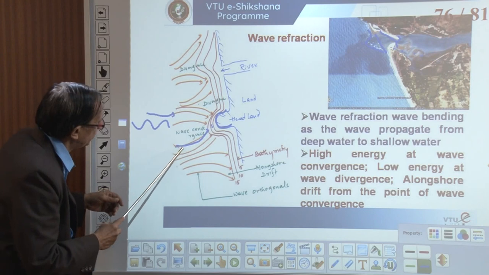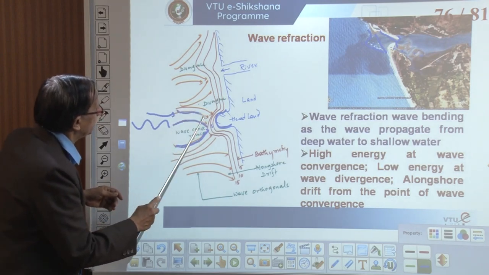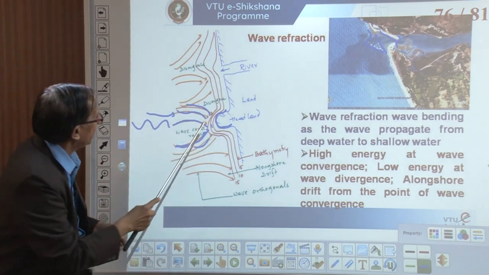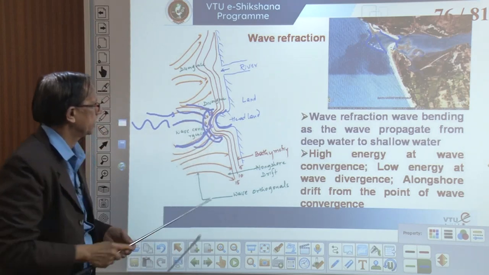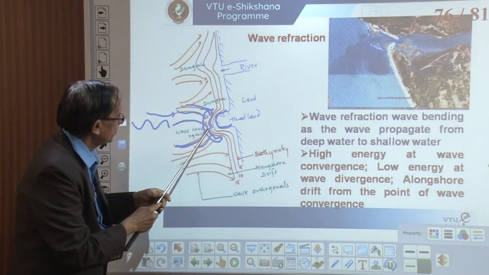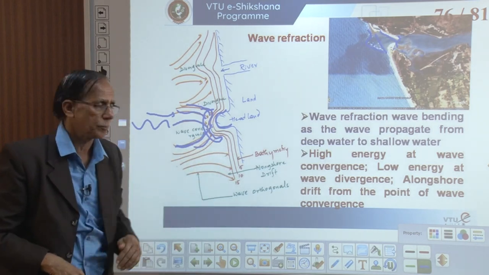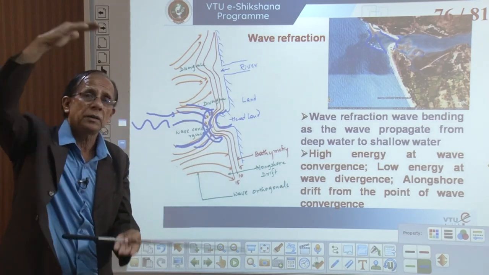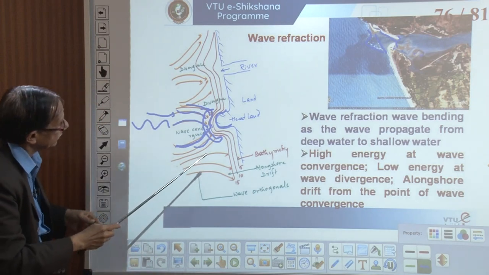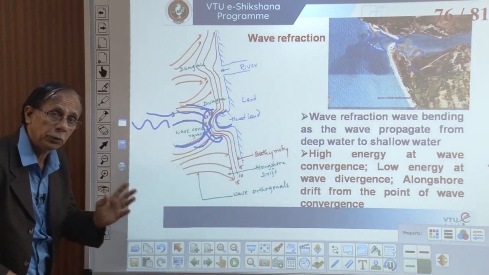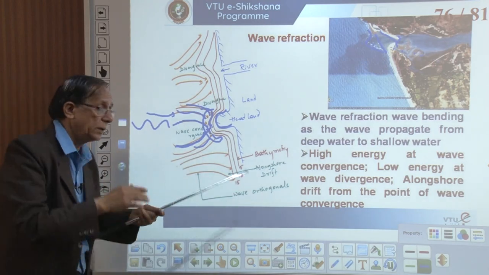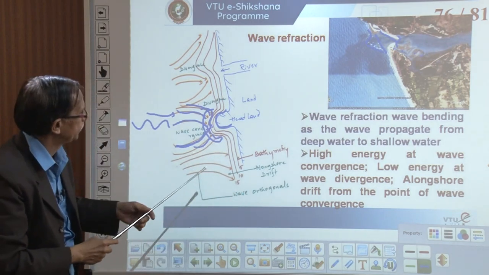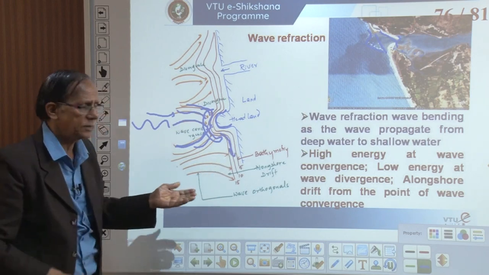Now, these waves here converge. Wave piling takes place, high energy takes place. So, high energy waves are concentrated here. In that, bottom contours are close to each other, depth is more. Waves converge, wave piling takes place, high energy waves result. As a result, their ability to erode is high. Once wave piling takes place, height is more. From the high energy zone, they tend to flow towards the low energy zone. So, from here onwards, flow starts.